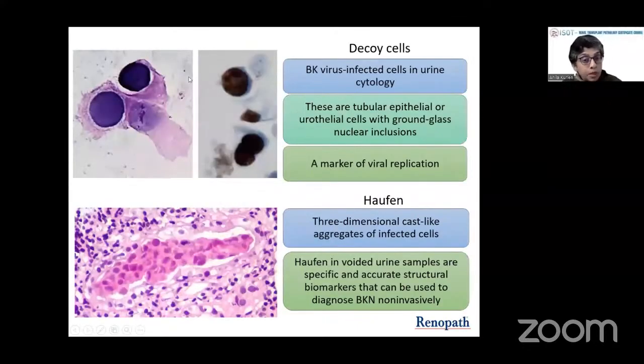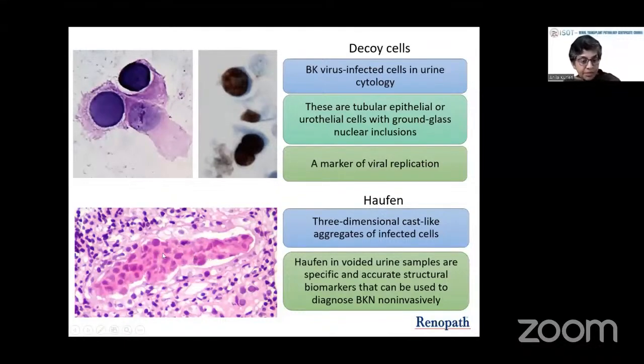And coming to the urine in BK virus, we all know about decoy cells. They're called decoy cells because they resemble malignant cells, because they are very large. There's nuclear enlargement and increased nucleocytoplasmic ratio. However, these cells also stain with SV40, and that's how the diagnosis is made. Another very, very characteristic finding of BK virus is the Haufen. Haufen are basically virally infected tubular epithelial cells that have shed and formed a cast with the Tamm-Horsfall protein. So basically, it is a cellular cast, and these cells are made up of virally infected cells.